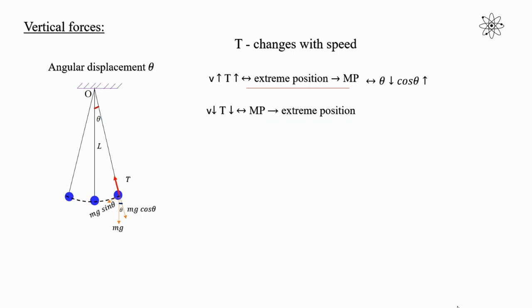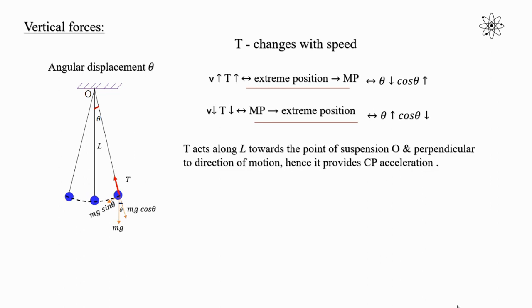When the bob moves from mean position to extreme position, the angular displacement increases and cos theta decreases. As we see, student, tension also decreases as it moves from mean position to extreme position. In the diagram, the tension T acts along L towards the point of suspension O and perpendicular to the direction of motion. Hence, it provides centripetal acceleration.